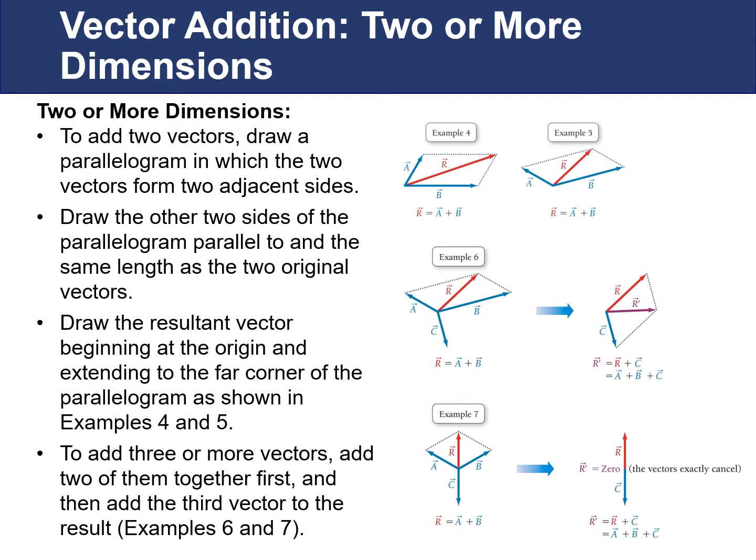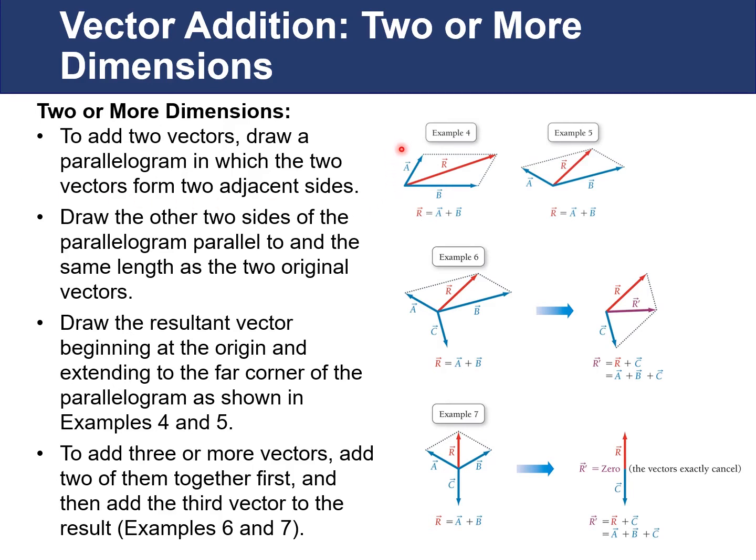Things become significantly more complicated when we are adding vectors in 2 or more dimensions. There are several methods for adding vectors that occupy 2 or more dimensions. One method to add the two vectors is to draw a parallelogram in which the two vectors form adjacent sides.